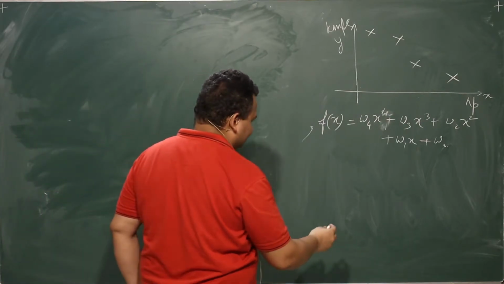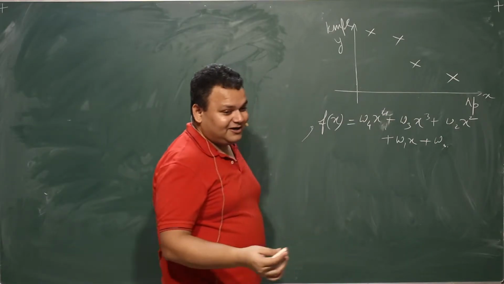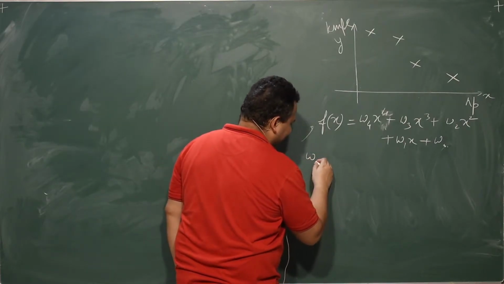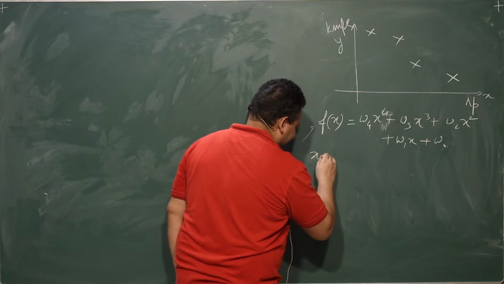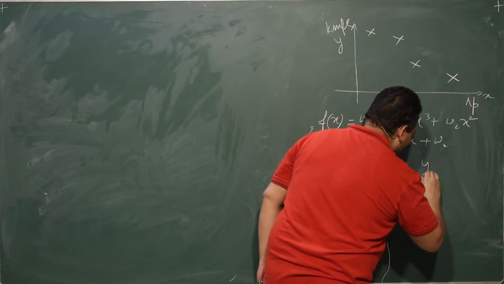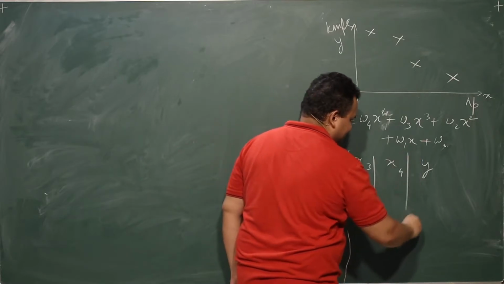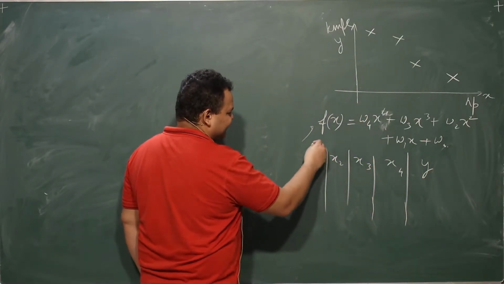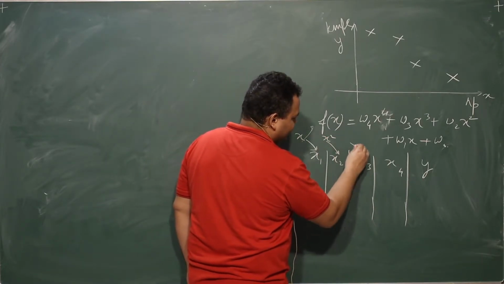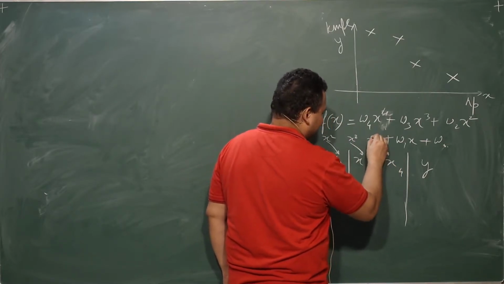So your data set will now be transformed. Previously we had 2 columns, now my data set will have w0, x1, x2, x3, x4 and y. What is x1 in this particular table? It will be x. What will be x2? It will be x squared. What will be x3? X cube. And what will be x4? X to the power 4.